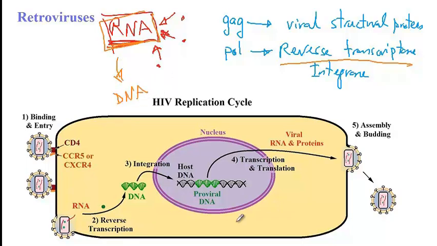So we know how the genetic material is usually flowing from DNA. Through transcription, it becomes RNA. And then through translation, a protein is being formed.